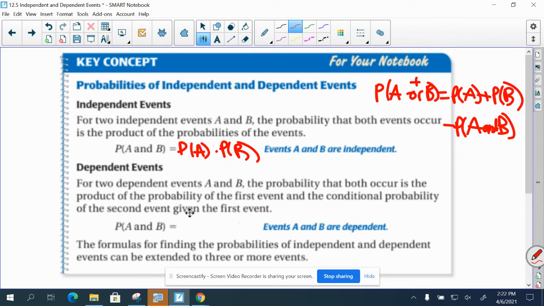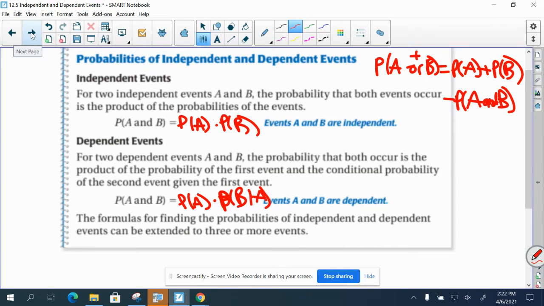But if they're dependent, then you would do the probability of A times the probability of B given that A already happened. So if they're dependent, then this will be different from just the probability of B happening on its own.